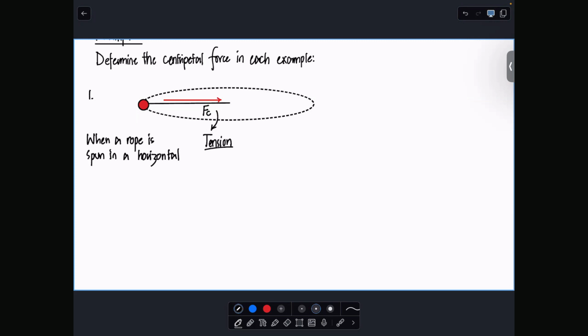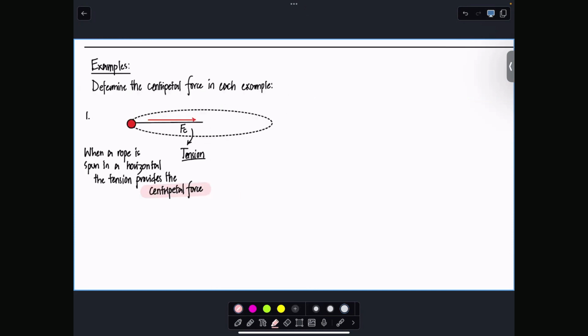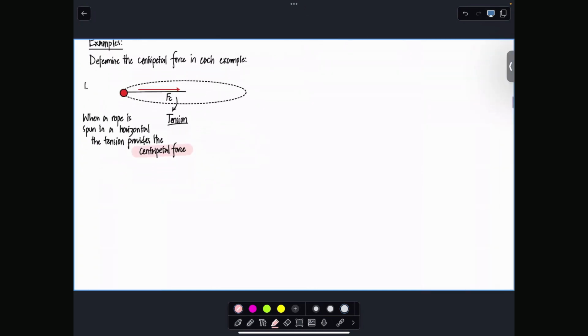So when a rope is spun horizontally, the tension provides what? It provides the centripetal force. That's how you phrase it. So tension is providing the force that's needed to go in a circle. Are you clear about the example? I'll give you more questions right now. Number one was that.